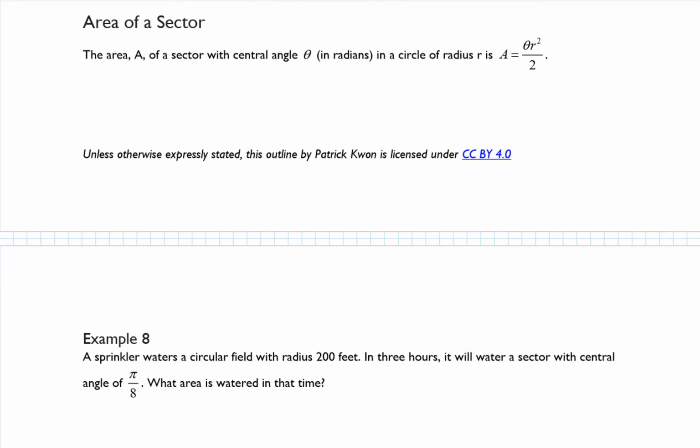Let's talk about area of a sector now. So the area A of a sector with central angle theta in radians in a circle of radius r is given by the formula A equals theta times the radius squared divided by 2. Why is this important? Because if you have a sector of a circle, you might want to calculate the area of that portion of the circle.